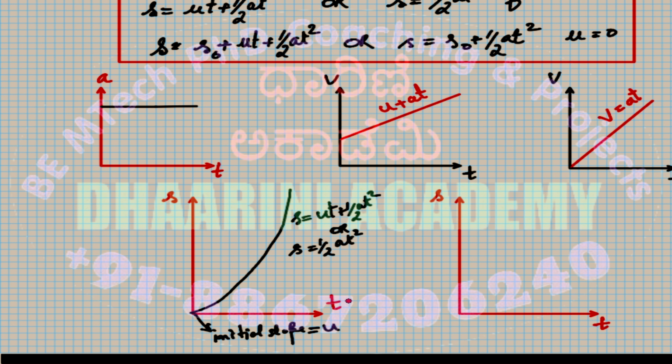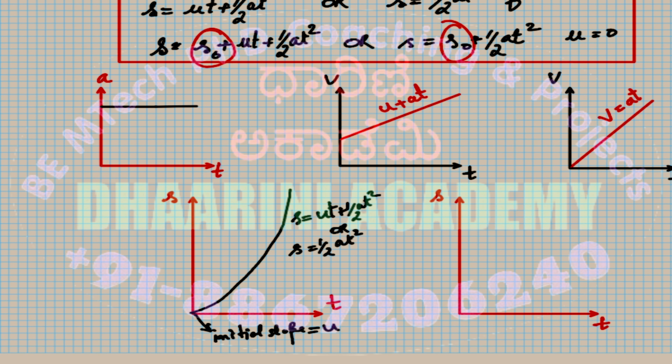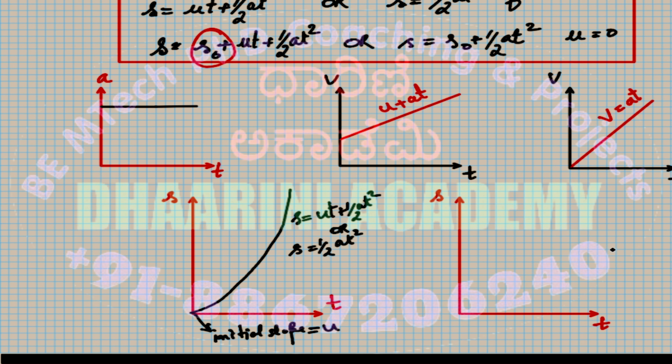At the same time, let's go to the second case. There is an S naught. So the curve begins from a position, and that position is called S naught. So it starts from S naught, then goes in this way. So this curve will be S equal to S naught plus ut plus half at square.